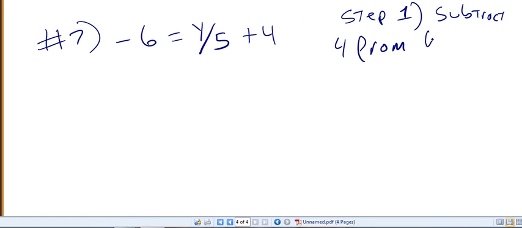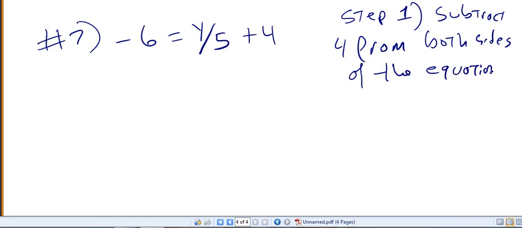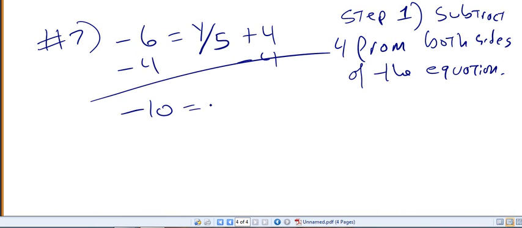Subtract 4 from both sides of the equation. We'll subtract 4 from over here, subtract 4 from over here. So now I've got a negative 10 is equal to y being divided by 5.